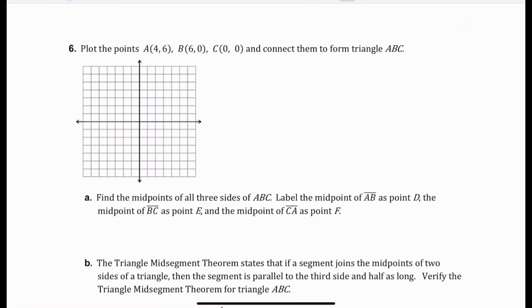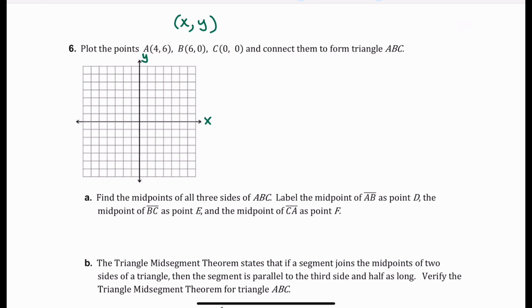Okay, number 6, we're going to take these points, plot them, and connect them to find a triangle. Now, let's just remind ourselves about how to plot a point. We have the x-axis and the y-axis. Whenever we have a point, the x direction goes first, followed by the y direction. So for point A, we have the point 4, 6.